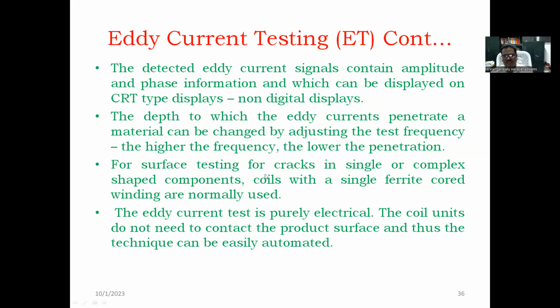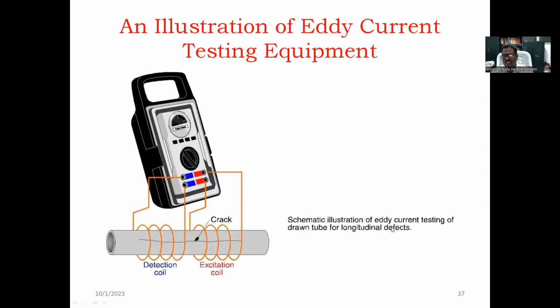For surface testing for cracks in single or complex shaped components, coils with a single ferrite core winding are normally used. The eddy current test is purely electrical. The coil units do not need to contact the product surface and thus the technique can be easily automated. A schematic illustration of eddy current testing of a drawn tube for longitudinal defects. Here they will have a longitudinal defect. So we can detect using the coil and the excitation of the coil. Based on that, we can carry out the eddy current test. With the help of the eddy current test, we can find the longitudinal defect.